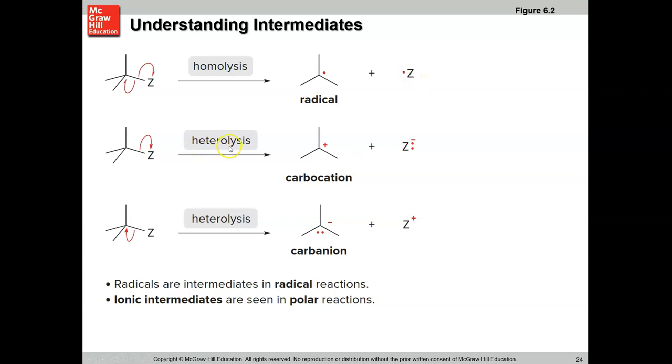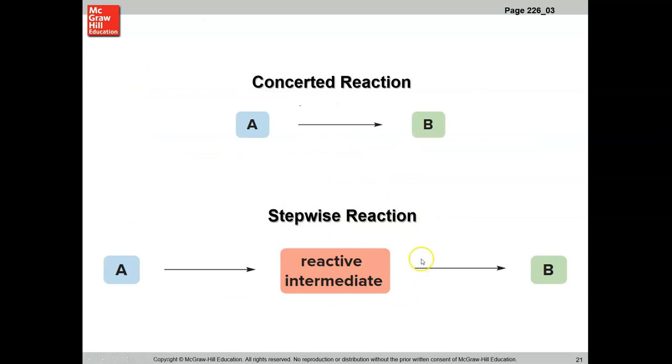Heterolysis is another possibility, where this bond breaks and the Z element takes both of the electrons, and we get a carbocation, versus a heterolysis where the carbon here will take both of the electrons, where we have a carbanion, and then we have a Z plus ion. So these are different intermediates that you might get, and this is again the difference if we're talking about stepwise reactions, where we're looking at reaction intermediates.